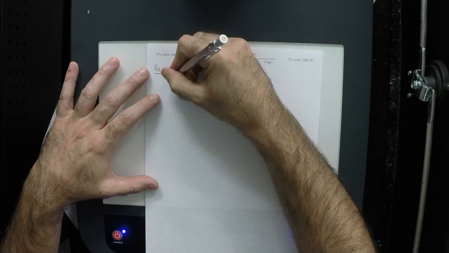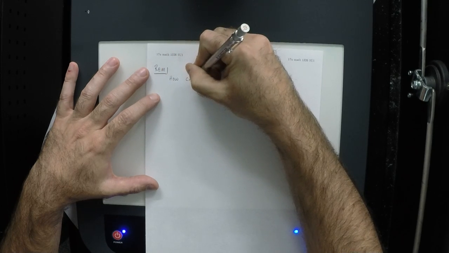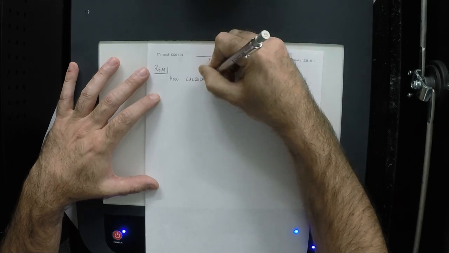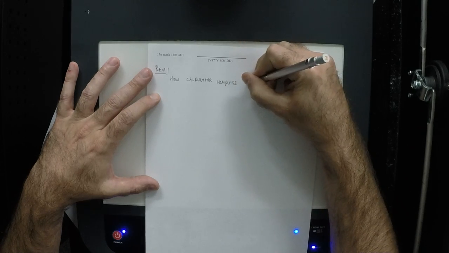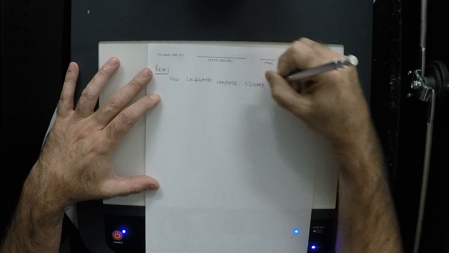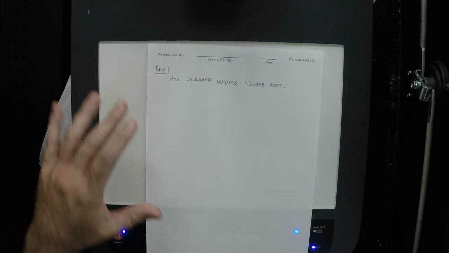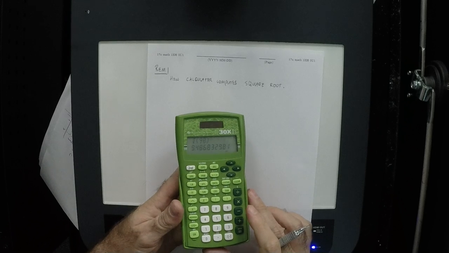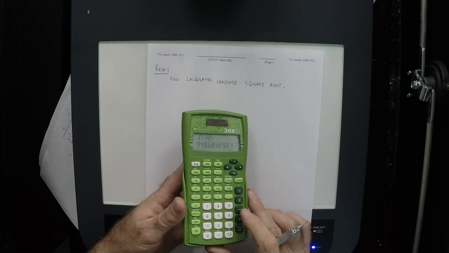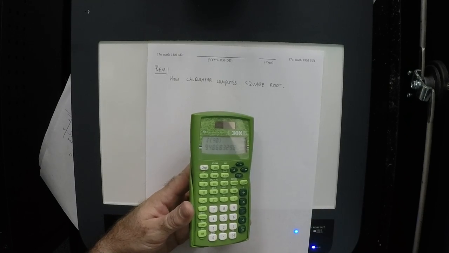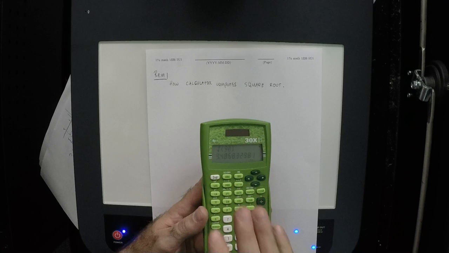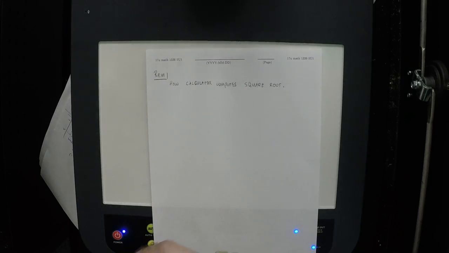So how the calculator computes a square root. The only thing that the calculator can actually do is add, subtract, and multiply quickly. It can also divide, but it does so much more slowly than add, subtract, and multiply. So you can think of this machine like a device that is able to quickly add, subtract, multiply, and divide. That's what it can do.